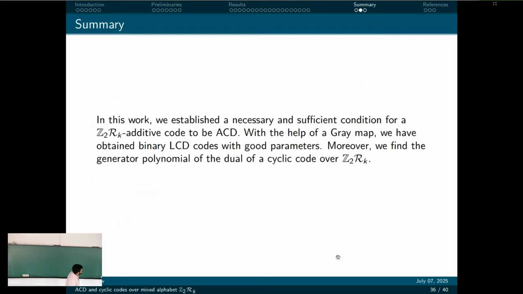So this is the summary. In this work, we have mainly established a necessary and sufficient condition for Z2RK additive codes to be ACD codes, and with the help of a Gray map, we have found some LCD codes with good parameters.